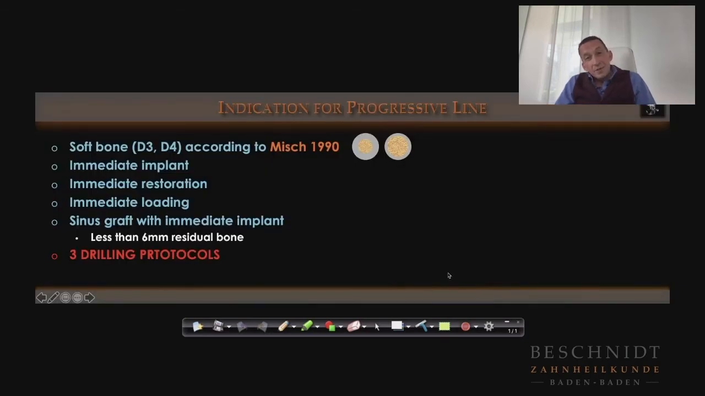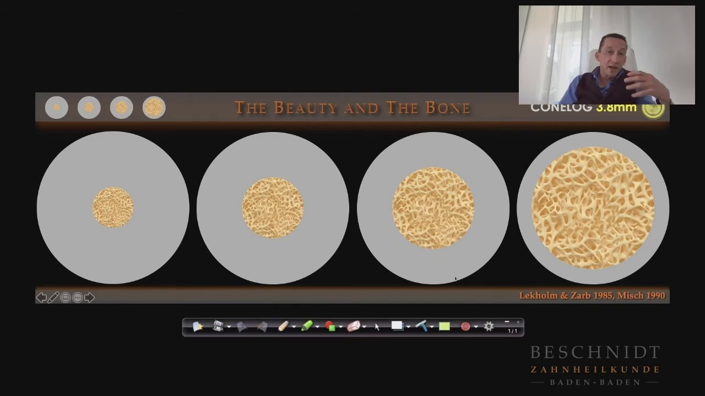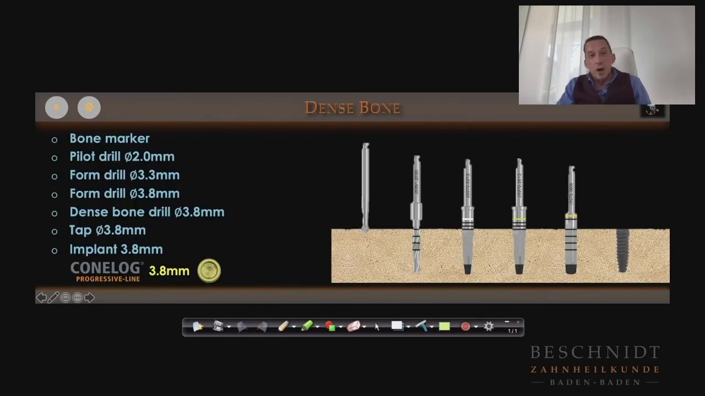So now let's have a look at the different drilling protocols. For those drilling protocols, we have to concentrate on the bony quality, respectively the bony hardness. And I'd like to show you, using the example of the CONELOG 3.8 millimeter progressive line, how we do the drilling in such cases. So if we have dense bone like D1 or D2, you see on the upper left side, we go the regular way with bone marking, pilot drill, and 2 form drills. And because it's a very dense bone, we have a special dense bone drill, which is used just to make the drilling hole a little wider.